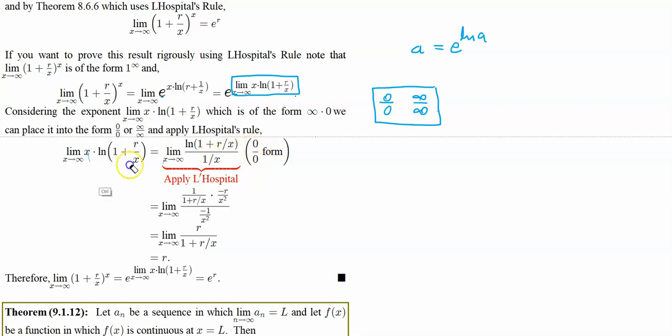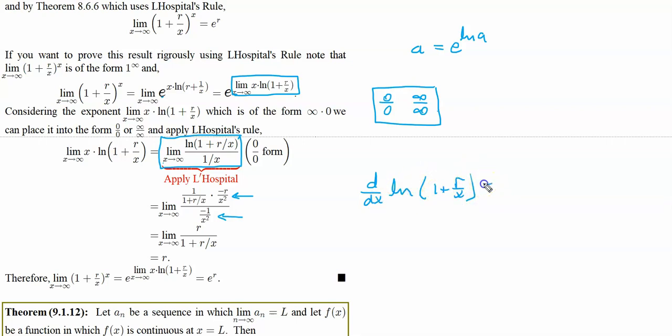Okay. Now you can apply L'Hopital's rule to this limit right here. So we differentiate the numerator, right here it is, and we differentiate the denominator. Right here is the derivative of the denominator. Just off to the side here, recall the derivative of the numerator.